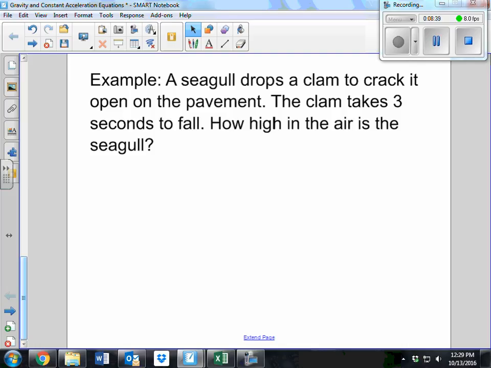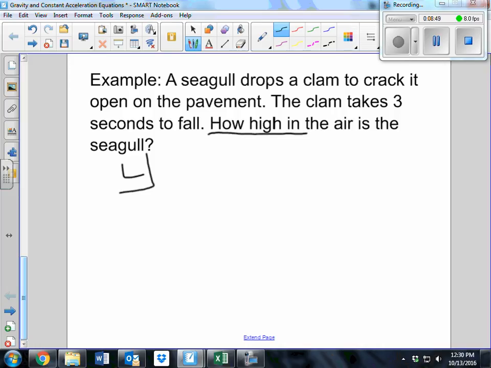So, let's follow LEPA and figure out what we have and what we need. They're asking how high in the air, so they're asking for our distance. How high is the seagull, right? A seagull drops a clam. Oh, it drops a clam. So if it dropped the clam, just like you did in the acceleration lab where you drop the tennis ball or drop the golf ball, your initial velocity is 0 meters per second. The clam takes 3 seconds. Okay, that's time. Time equals 3 seconds.